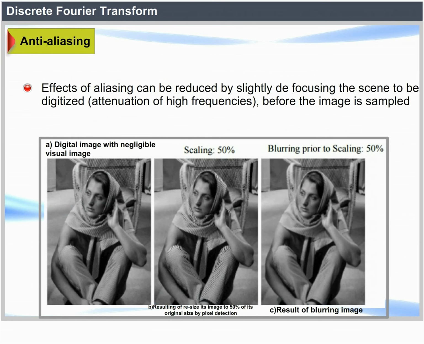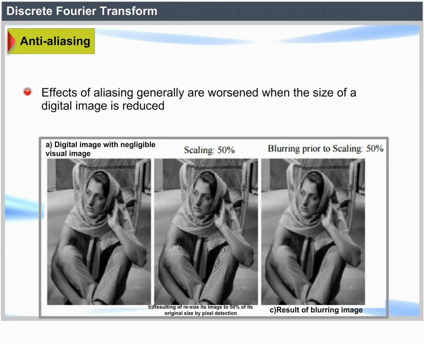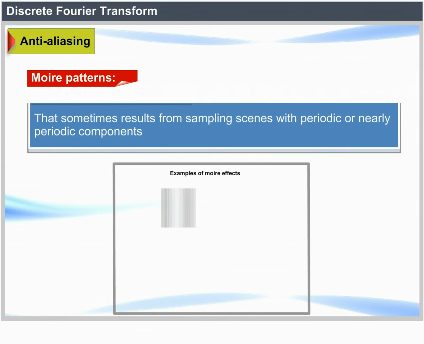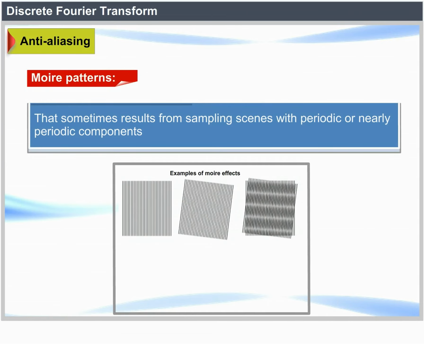Moiré patterns sometimes result from sampling scenes with periodic or nearly periodic components. In optics, beat patterns are produced between two gratings of approximately equal spacing. The 2D discrete Fourier transform and its inverse. The 2D discrete Fourier transform, DFT, of a digital image f(x, y) of size M by N is as shown on the screen. The inverse discrete Fourier transform, IDFT, is also shown.